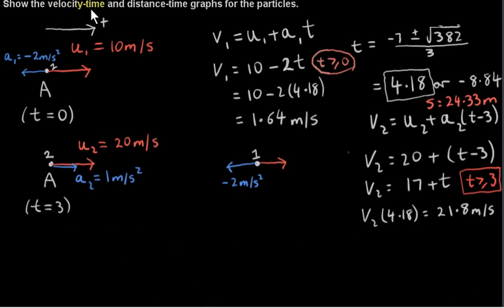Now let's look at the velocity time graph for the particles. Let's look at the velocity of particle 1. This formula is valid for t greater than or equal to 0. So we can plug 0 in here and of course we get v1 equals 10. That's the initial speed of particle 1. This is the graph of a straight line. When we're dealing with constant acceleration, the velocity time graphs are straight lines. The slope is -2, so the line has negative slope. It's sloping downwards.